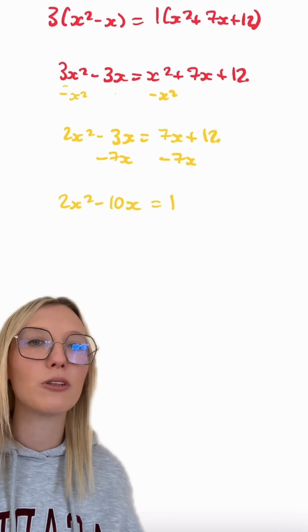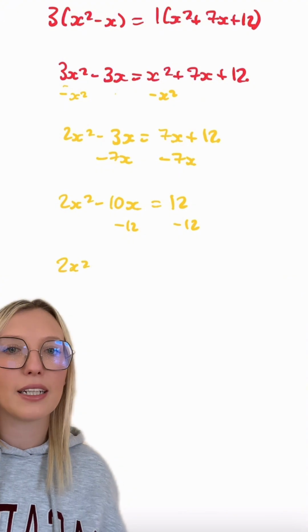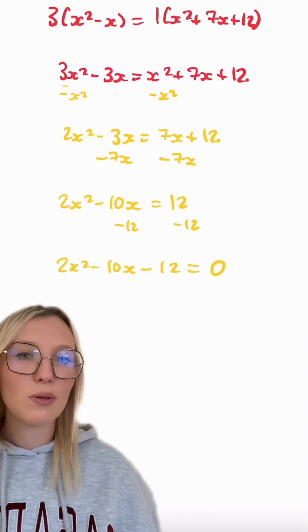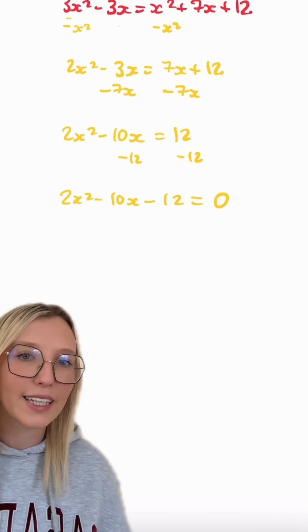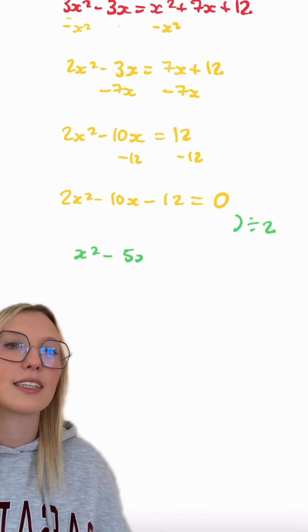And then finally, we want to subtract the 12 from both sides. So we're left with 2X squared minus 10X minus 12 equals 0. At this stage, we can see we can divide this all by 2 to make it a bit easier. And we're left with X squared minus 5X minus 6 equals 0.